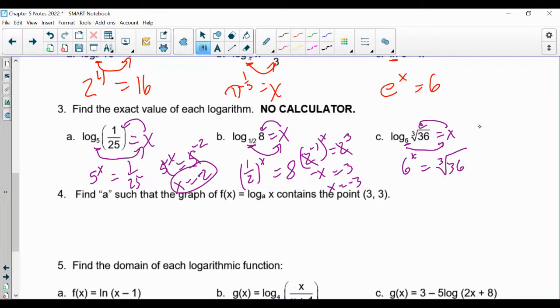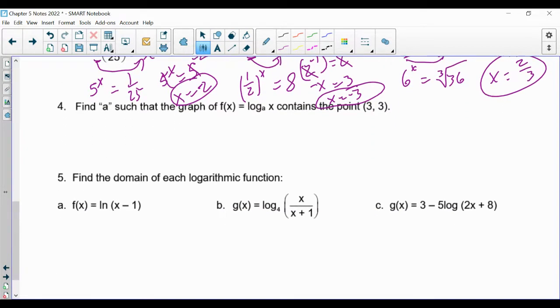When I see that 36, I want to make it base 6. So this is going to be 6, and that's squared. And then the cube root is the 1/3 power. So power to a power means we multiply, so it's x equals 2/3. And there you go. There's your 3 answers.